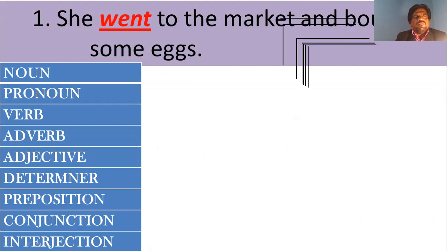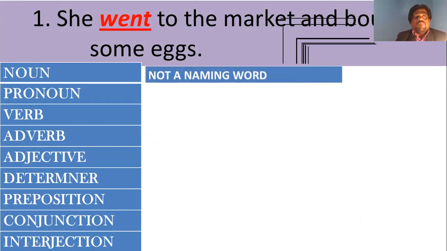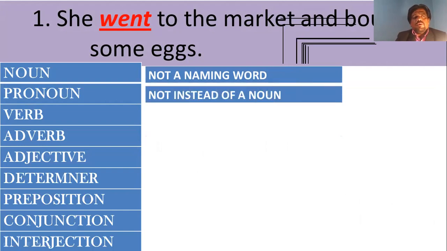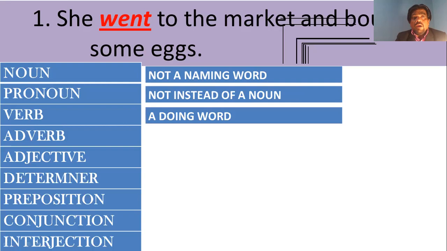Is it a noun? Noun is a naming word, but went is not a naming word, therefore it is not a noun. Is it a pronoun? No, it is not used instead of any noun, therefore it is not a pronoun. Is it a verb? Yes, it is a doing word. It tells what she did, therefore it's a doing word.